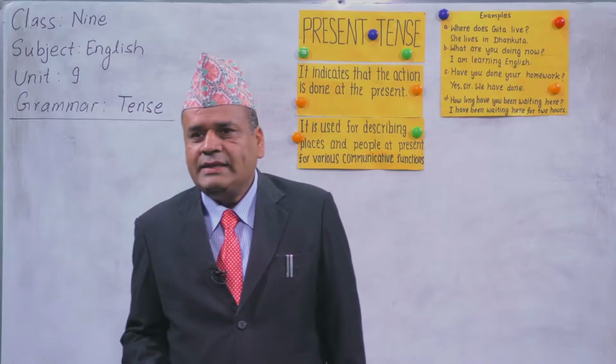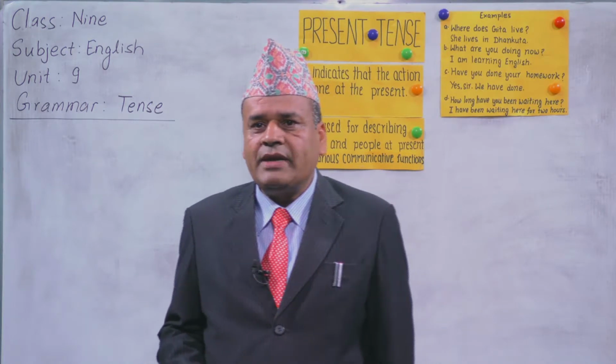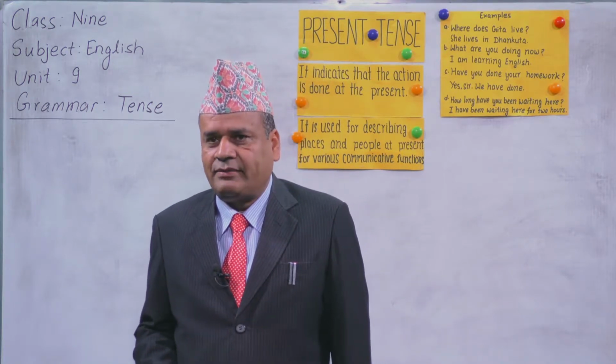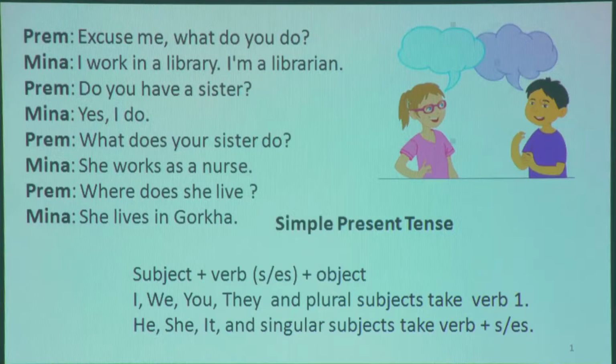So, in this dialogue, you can find present tense. For example, excuse me, what do you do? The sentence, what do you do, is simple present. Okay? This is in question form. Similarly, you find the answer in the same tense. I work in a library. I am a librarian. Okay?